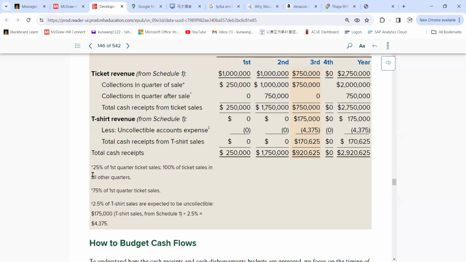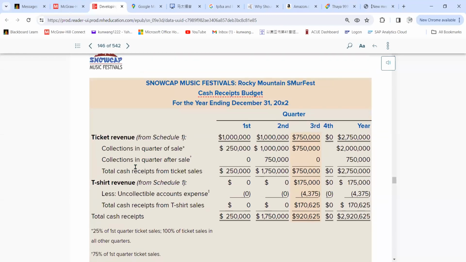In our case, they specify 25% of the ticket sales will be collected in the first quarter, and 100% of the ticket sales in all other quarters. Okay, you only allow credit payments, like you postpone payments, for the first quarter ticket sales. The second and the third are one-time payments. So that's giving you this cash. So be very careful when you make the cash receipt. We need to convert the sales revenue with the credit policies.